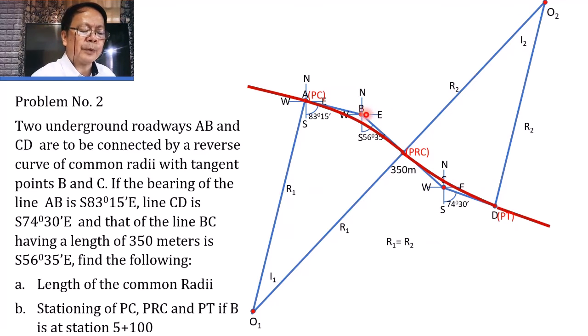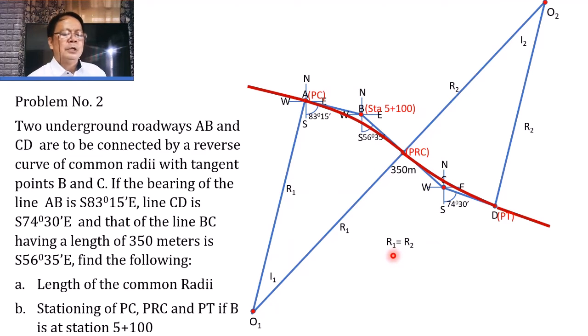It is mentioned in the problem that point B, as indicated here, is at station 5 plus 100. This point B represents B sub 1, or the point of intersection of the first tangent. If B is at this station, we will be looking for the stationing of A representing the PC, the stationing of this point representing the PRC, and the stationing of D representing the PT. We are also required to find the magnitude of the radii of curvature R sub 1 and R sub 2, these two being equal.